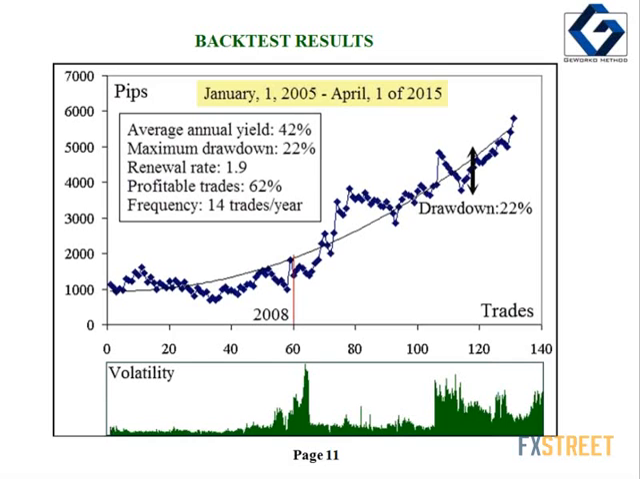We tested the historical time frame from January the 1st, 2005 till April the 1st of 2015, 10 years. The average yield is 42% per year, with a maximum drawdown of 22% during all the considered historical data. The renewal rate is 1.9 for 1 year. That's a pretty good result for a trend-following system, isn't it? It's psychologically quite comfortable as well, because we have 62% of profitable trades and only 14 trades per year. So we have a position holding of approximately 1 month.